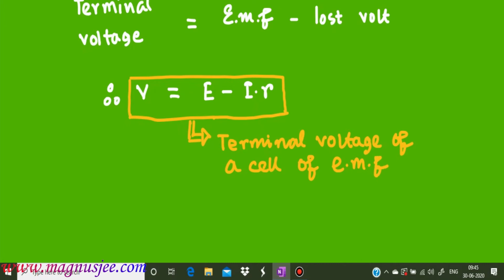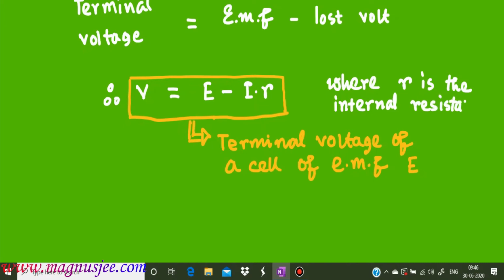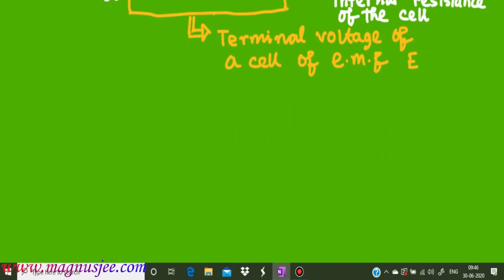V equals E minus I r is the terminal voltage of a cell of EMF E and internal resistance small r during discharging, where r is the internal resistance of the cell. Resistance offered by the electrodes and electrolytes of the cell is the internal resistance. V equals E minus I r, that is the terminal voltage of a cell of EMF E.